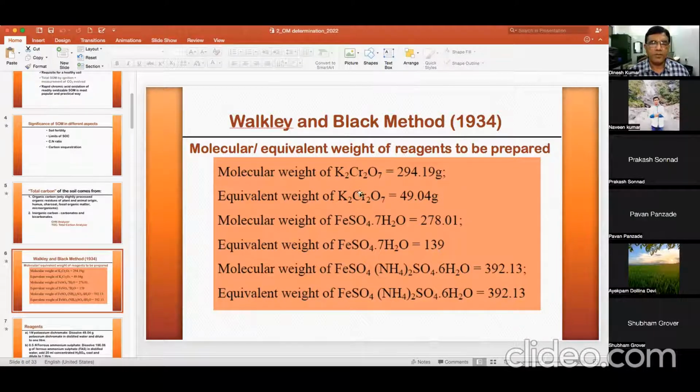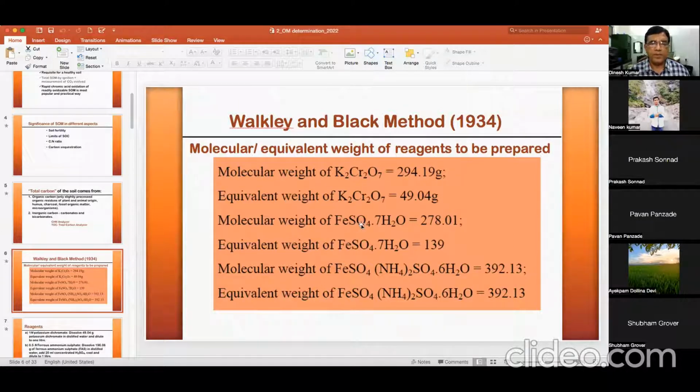The equivalent weight is 49.04. Here the valency of chromium is +6. So 294.19 divided by 6, 49.04, is the equivalent weight of potassium dichromate. It is the main reagent or chemical used in the estimation of carbon in the Walkley and Black method.